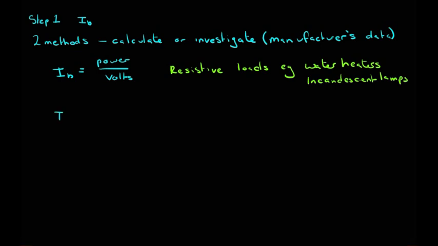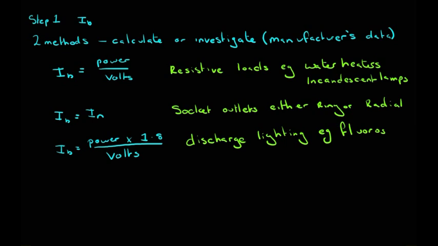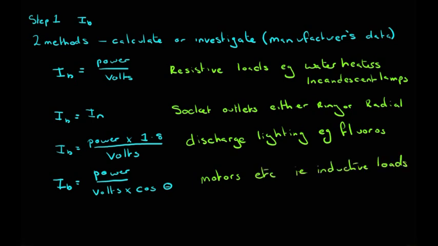Second formula, IB is equal to IN. That's for your socket outlets, either a 32 amp ring or a 16 amp radial. It doesn't matter, they're still equal. IB is your power times 1.8 divided by your volts. That's for your discharge lighting, primarily your fluorescent lamps in offices and places like that. The 1.8 allows for inrush currents when it's starting up. IB equals power divided by volts times cos theta. So that's going to be your inductive loads. As you know, cos theta is your power factor, and so you're going to be looking at motors, etc.